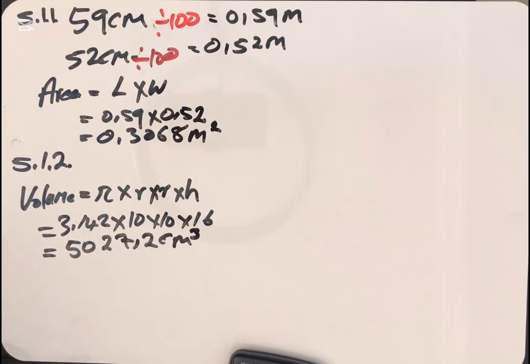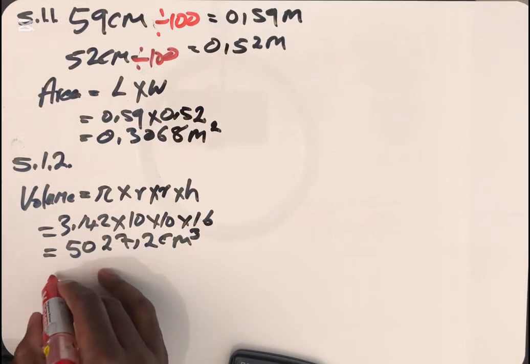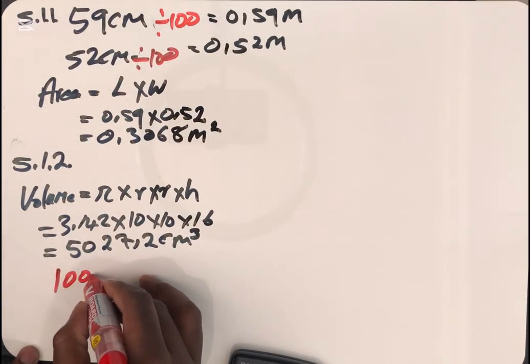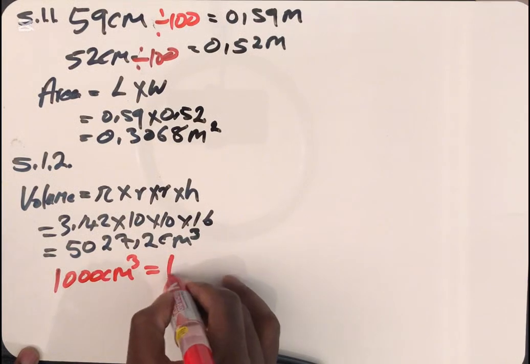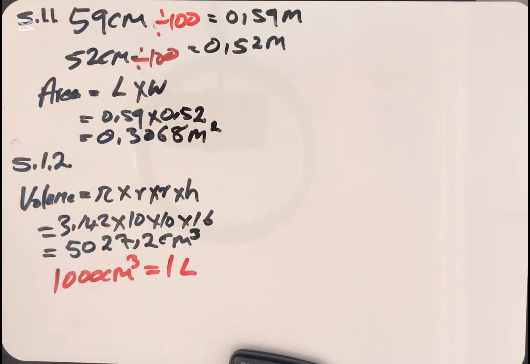And then again, they said we must write our final answer in what? In liters. And we talk about 3.4. So what we can do, we can use the relationship that is given here to convert everything to liters first. This is the relationship given: 1000 centimeter cube is equal to 1 liter. Let's convert everything to liters.